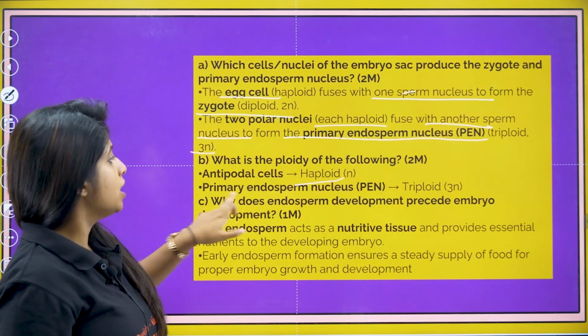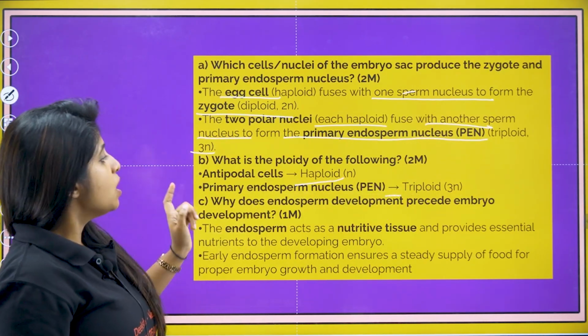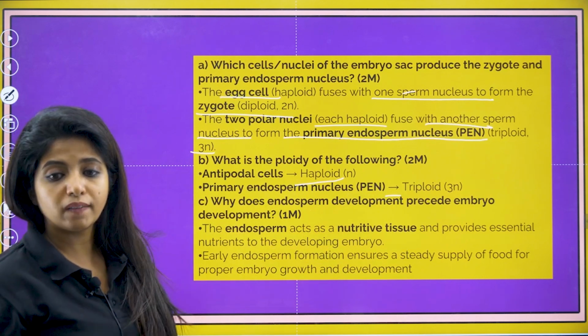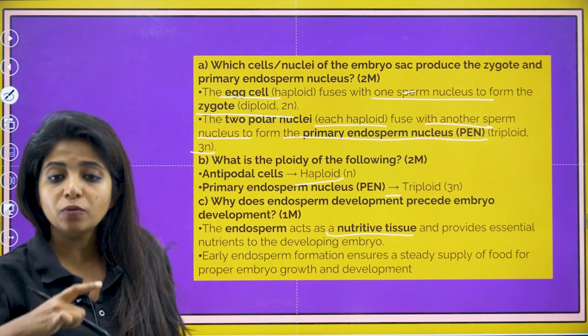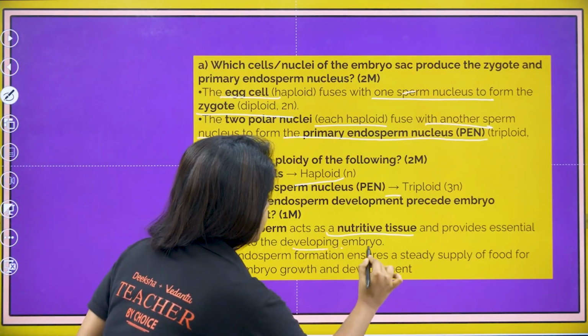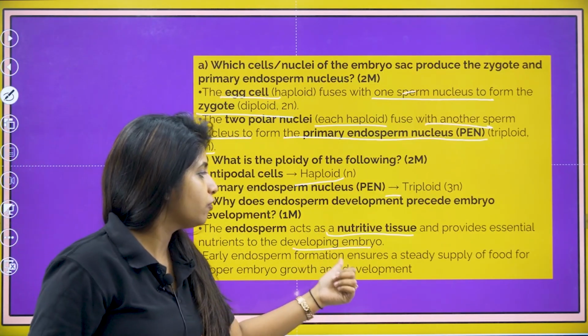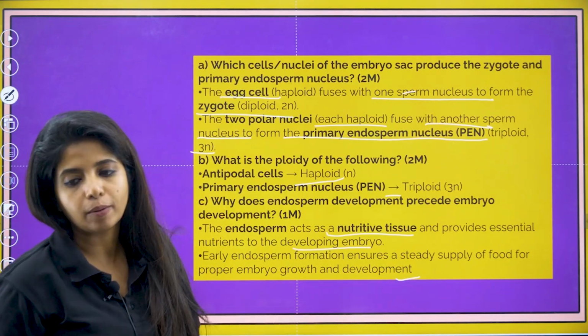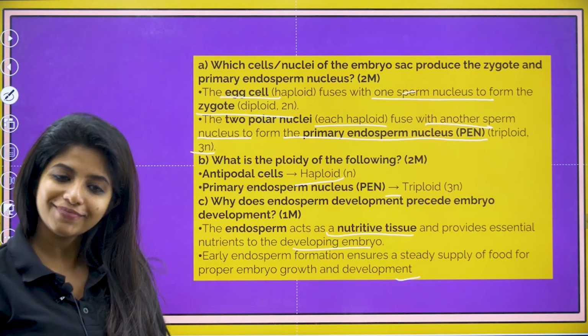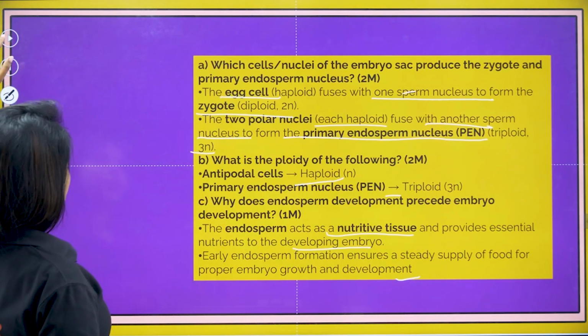Now what is the ploidy of the following? Antipodal cells, they are haploid. Primary endosperm nucleus, they are triploid. Why does endosperm development precede the embryo development? As I told you, the endosperm acts as what? Nutritive tissue and provides essential nutrients to the developing embryo, which is why the early endosperm formation ensures a steady supply of food for proper embryo growth as well as development. Okay. So please write your answers like this.